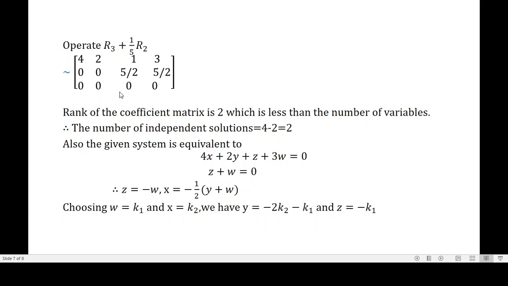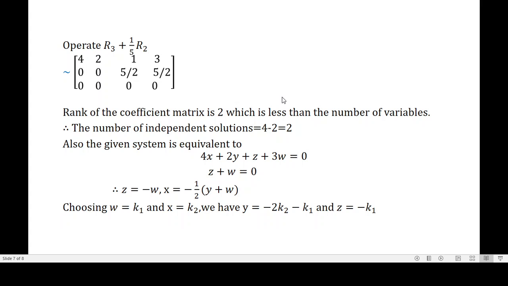So look at this. This is a matrix of order 3 cross 4 where third row elements are all equal to 0. So minor of order 3 vanishes. We get a minor of order 2, which means the rank of the coefficient matrix is equal to 2. Here R is equal to 2. Rank is equal to 2, which is less than the number of variables. There are 4 variables. 2 is less than 4. Hence, the number of independent solutions is equal to n minus r. That is 4 minus 2 is equal to 2. So, there are 2 independent solutions.